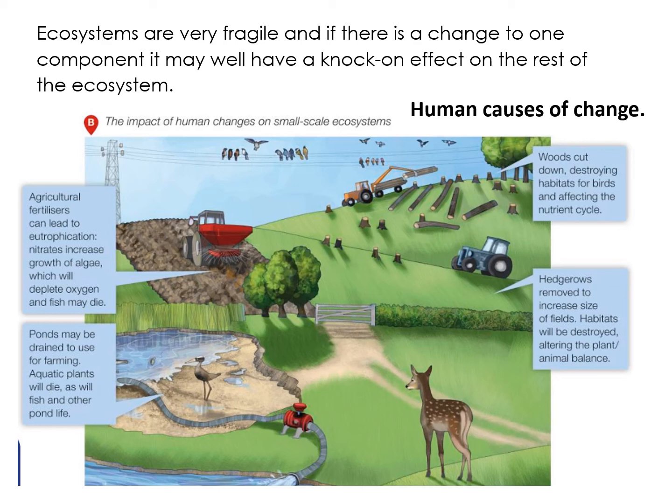So if you cut down the woods, you're destroying the habitats for birds and affecting the nutrient cycle. If you remove hedges, again, you're destroying habitats and you'll be altering the amount of animals and plants that live in a place. Ponds may be drained for farming. You've looked at the draining of the Somerset levels lower down the school, destroying vole habitats. And something we'll have a look at in the next slide is adding fertilizers in farming causes something called eutrophication, which can destroy fish life in ponds.